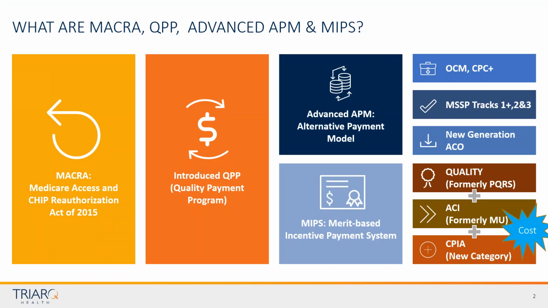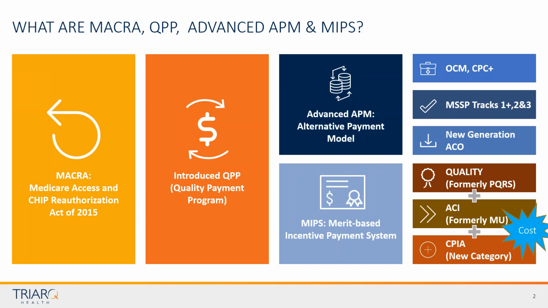So let's back up for just a second so everybody knows where all this came from. What are MACRA, QPP, Advanced APM, and MIPS? MACRA is the Medicare Access and CHIP Reauthorization Act of 2015. This is a law. It is very different from the ACA, so don't be confused when you hear all this stuff about repealing the ACA. That will not impact MACRA.